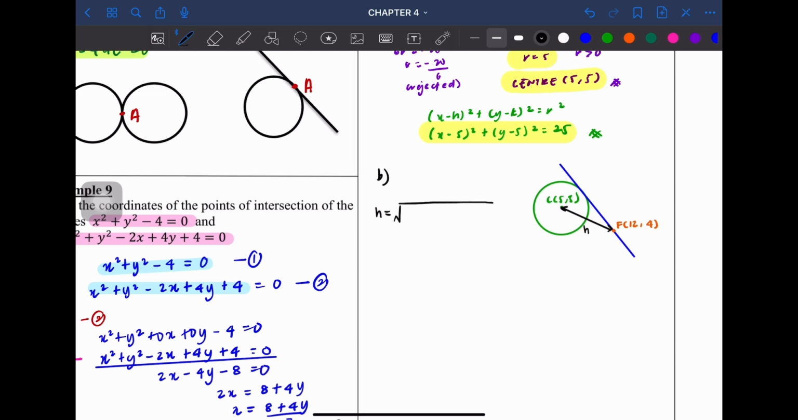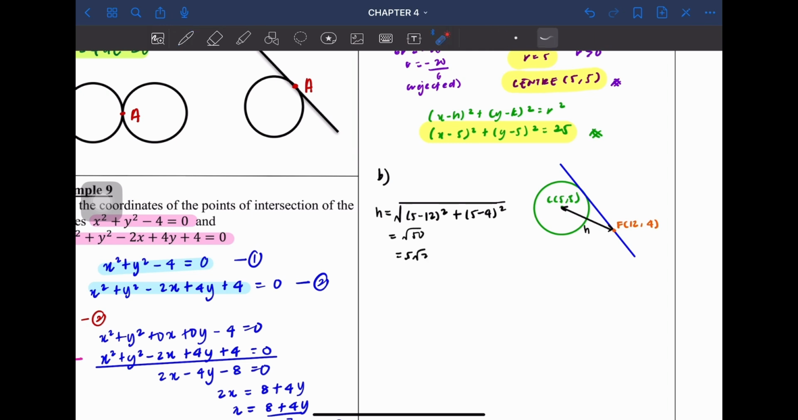the square root of, the formula of length is x1 minus x2. So let's take this one minus this one, squared. So 5 minus 12 squared, and we need to add y1 minus y2, so 5 minus 4 squared. Using your calculator, you will get root 50, which is 5 root 2. So this is the length of H.